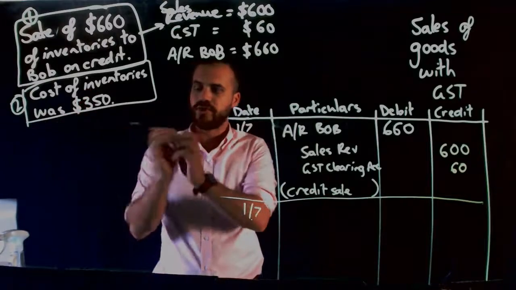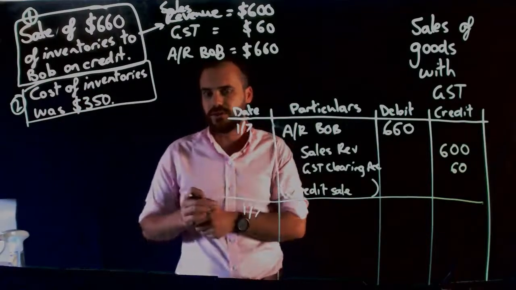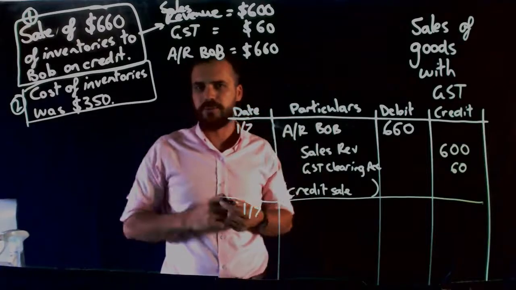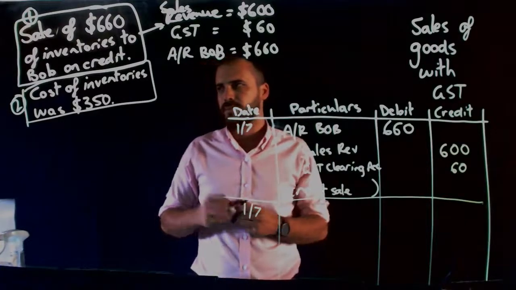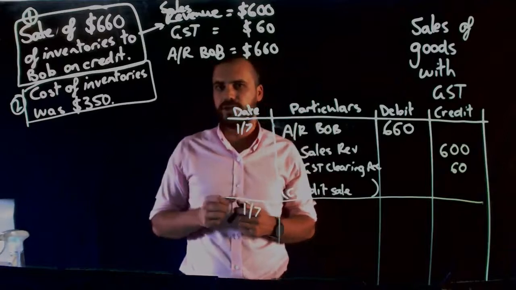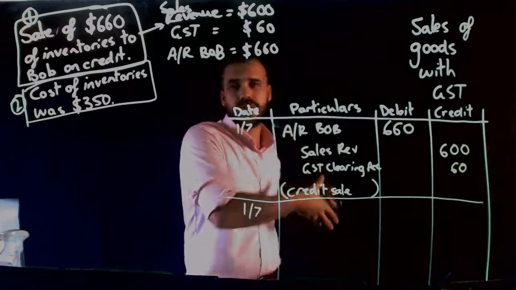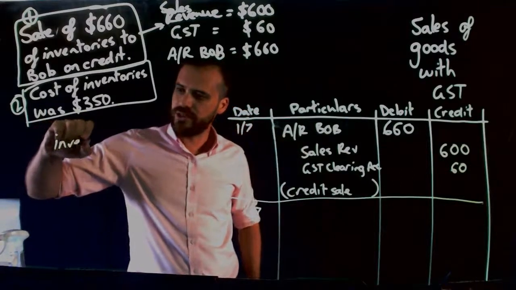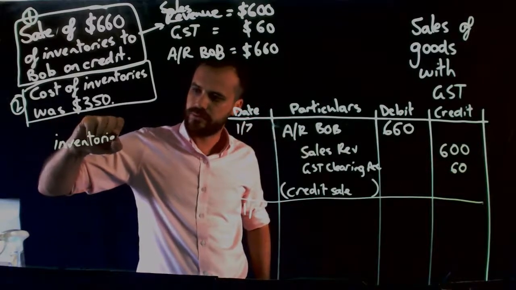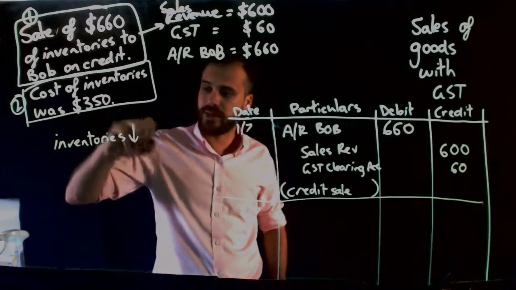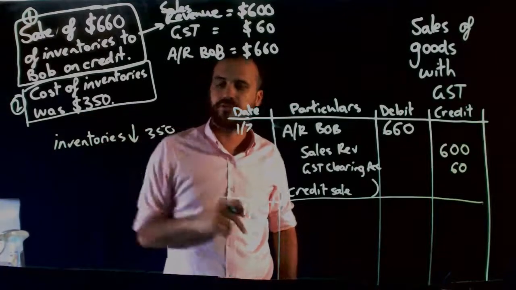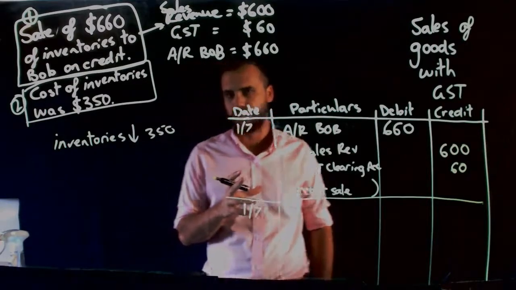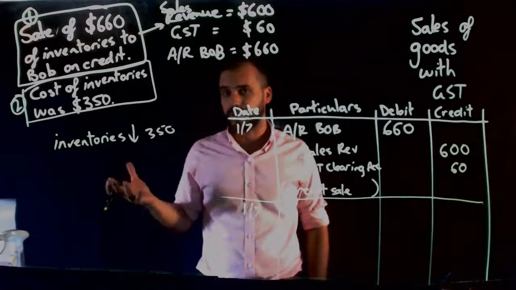The second transaction here is this. The cost of inventories was $350. Now there are two accounts here that are at play. One that you've met before and one that you haven't. Cost of inventories was $350. You went into the store and you picked up $350 of inventory and you took them to Bob. So our inventories, which is an asset account, went down by $350. That's account number one.